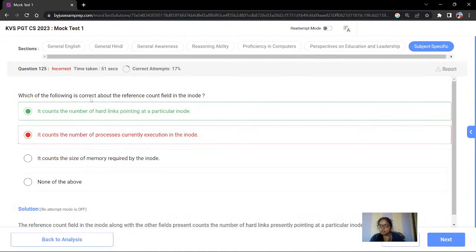Next, which of the following is correct about the reference count field in the inode? It counts the number of hard links pointing at a particular inode. So the pointing depends on the reference count.